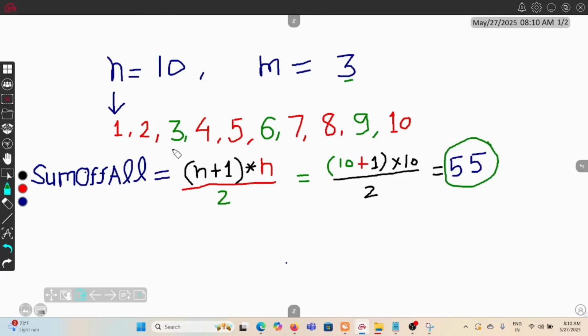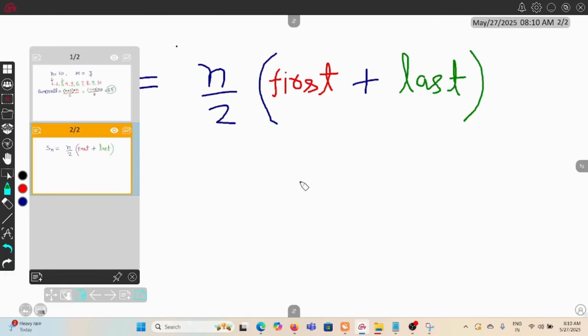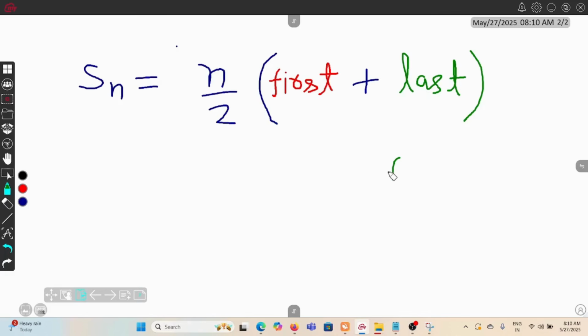Now we will look for all the numbers which are divisible by 3, right? So for all the divisible numbers, the first number would always be m only, because we start with the very first value. So this would always be the same. We can say the first term would always be m.